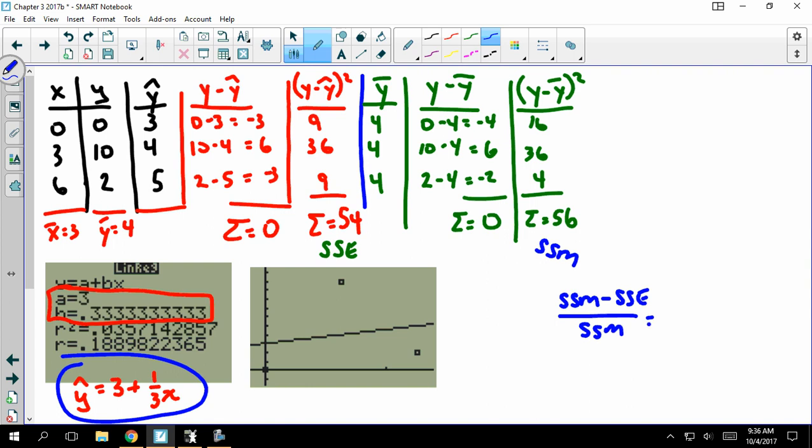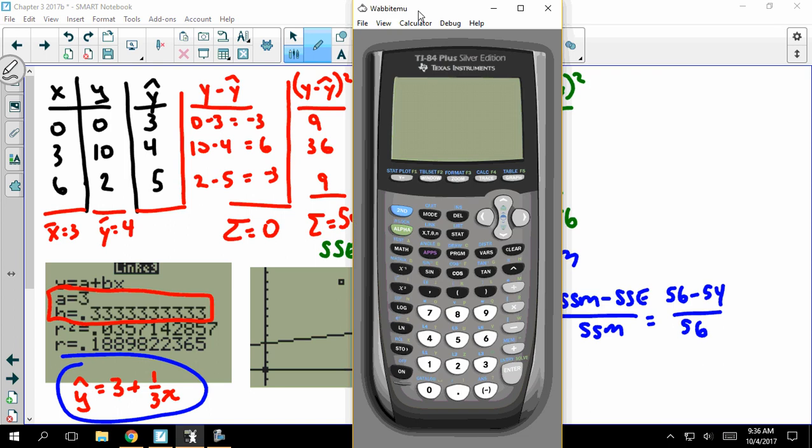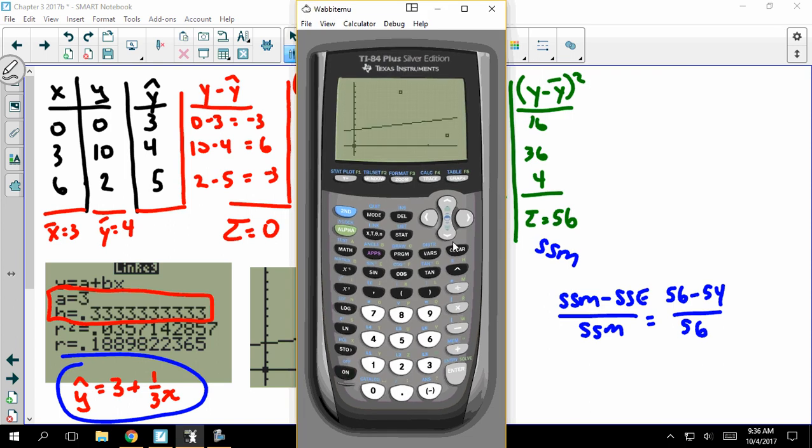So what I'm going to do next is say, what if I took SSM minus SSE divided by SSM? What does this look like to you from maybe another class? Yeah, it's kind of like percent error, right? So this is measuring how much better this method was than this method relative to the magnitude of my numbers. So I can't do this in my head. Obviously I could do the top of that in my head. That's 2. 2 divided by 56. This is 0.0357.